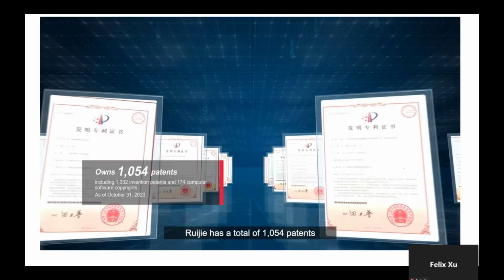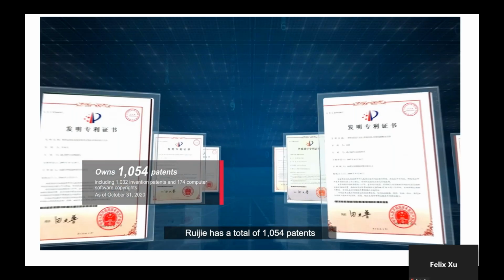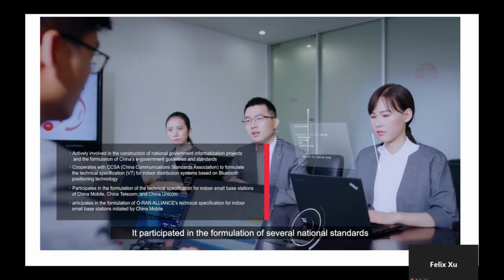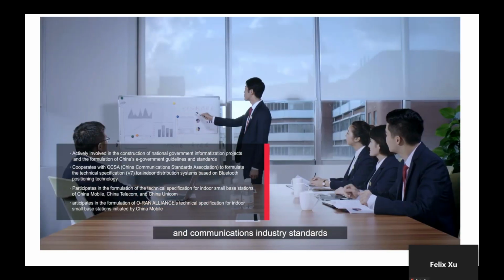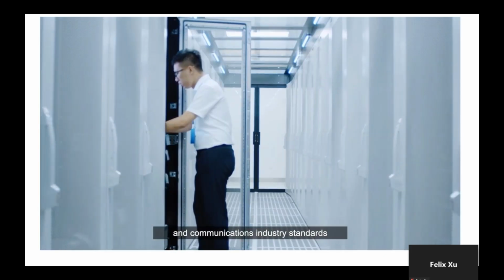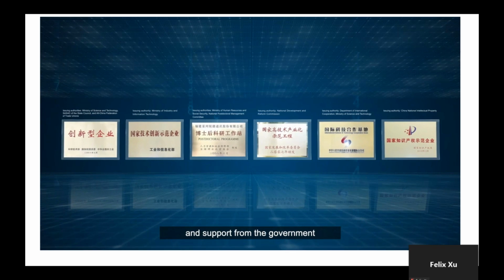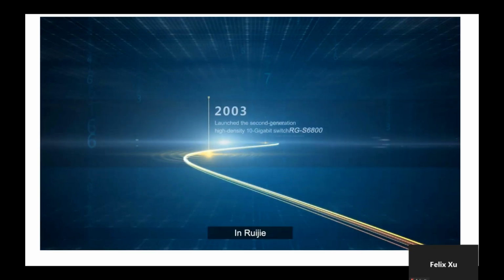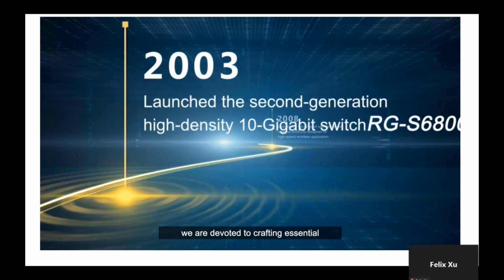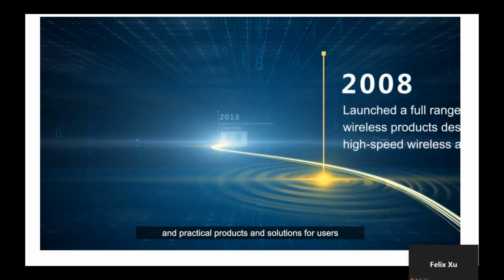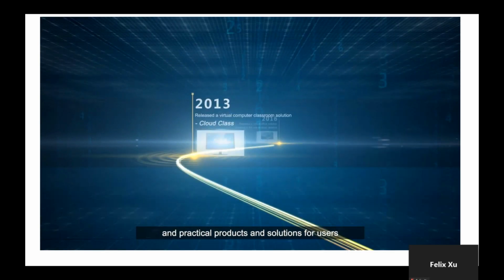Ruijie has a total of 1,054 patents. It participated in the formulation of several national standards and communications industry standards, and has received high attention and support from the government. In Ruijie, we are devoted to crafting essential and practical products and solutions for users.